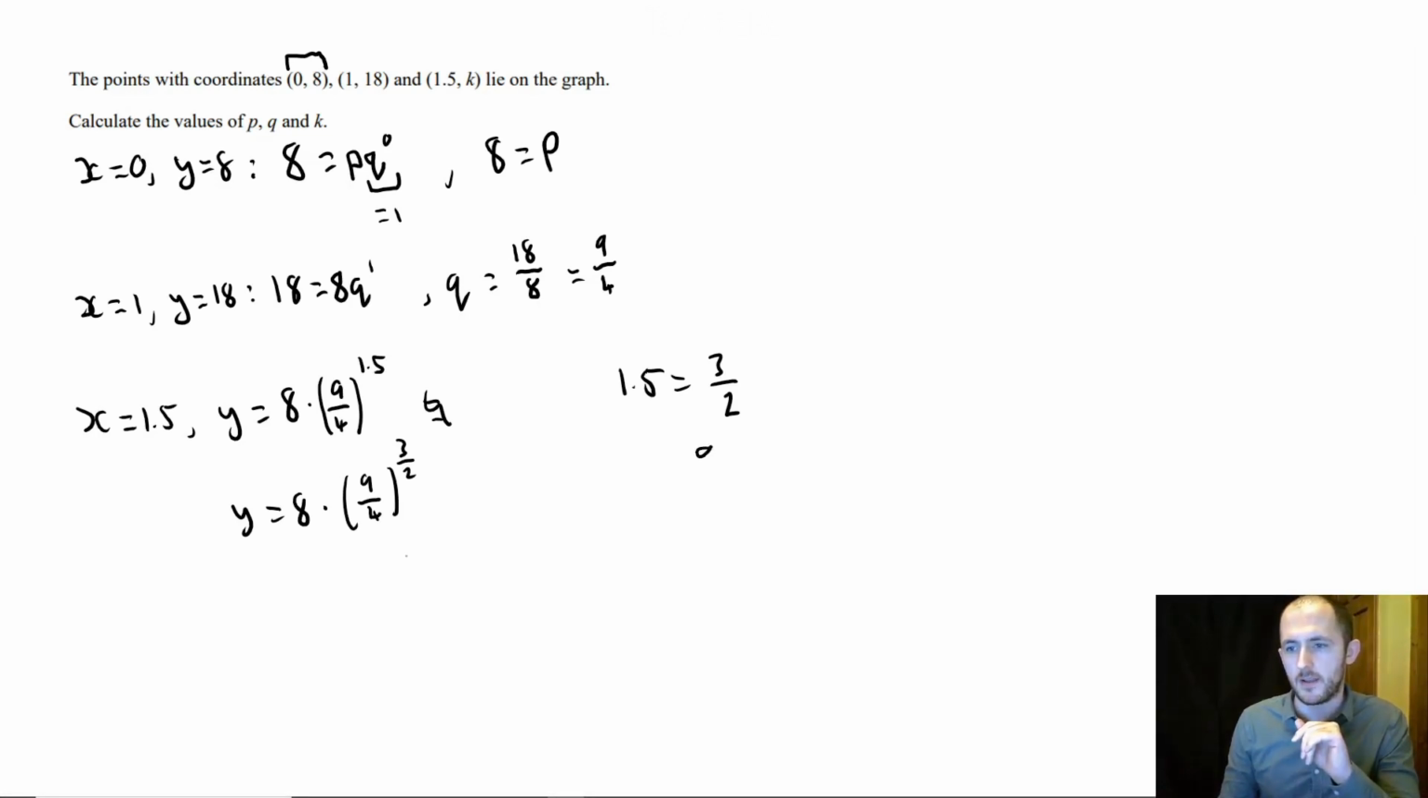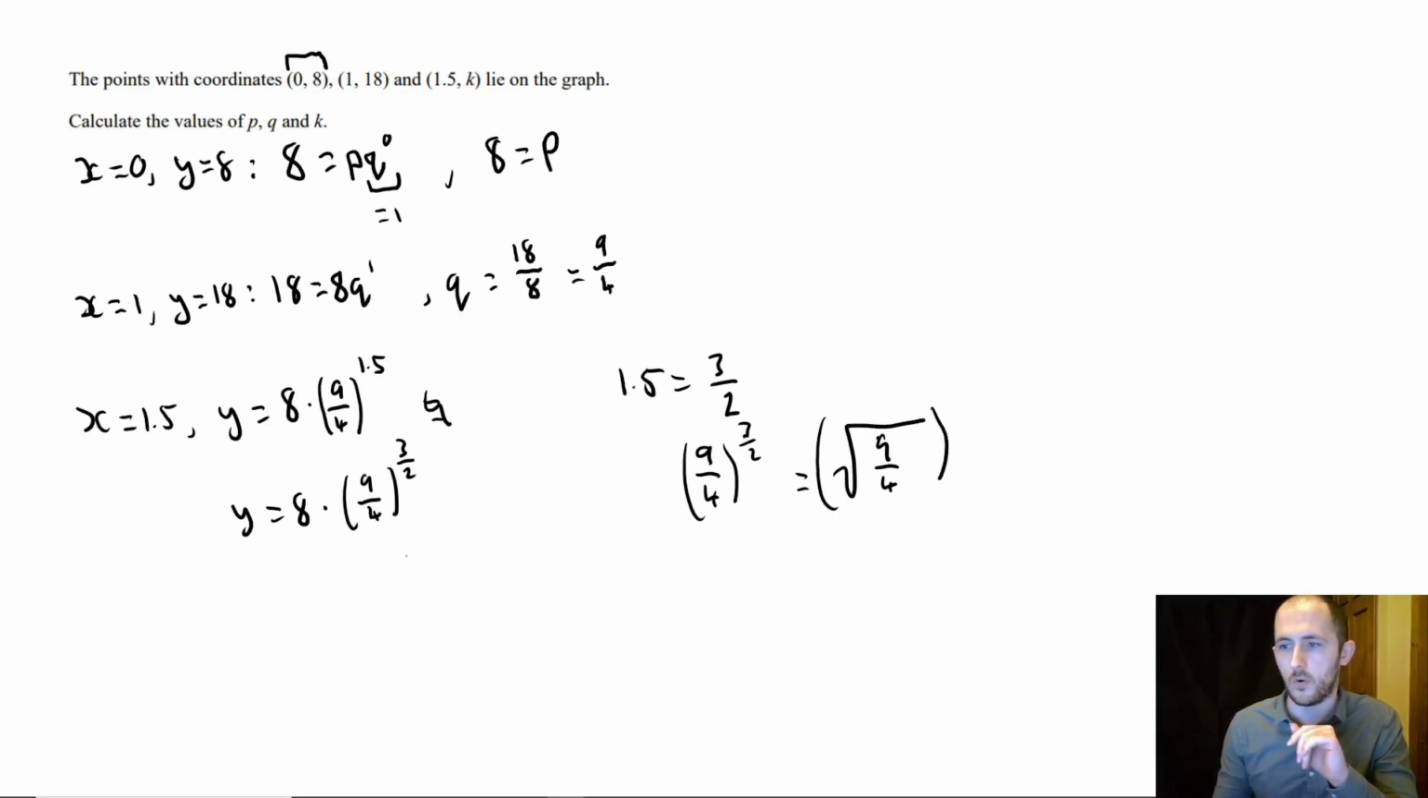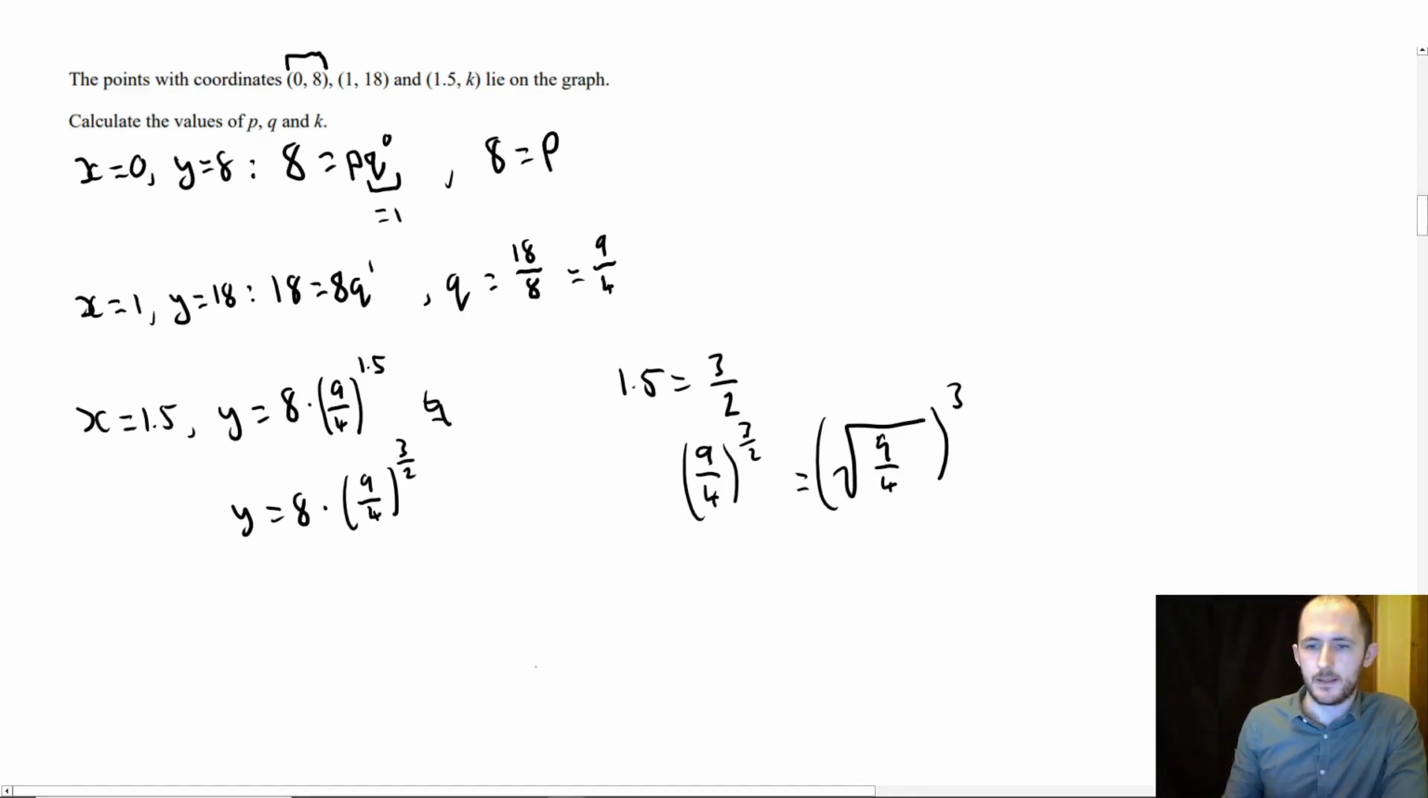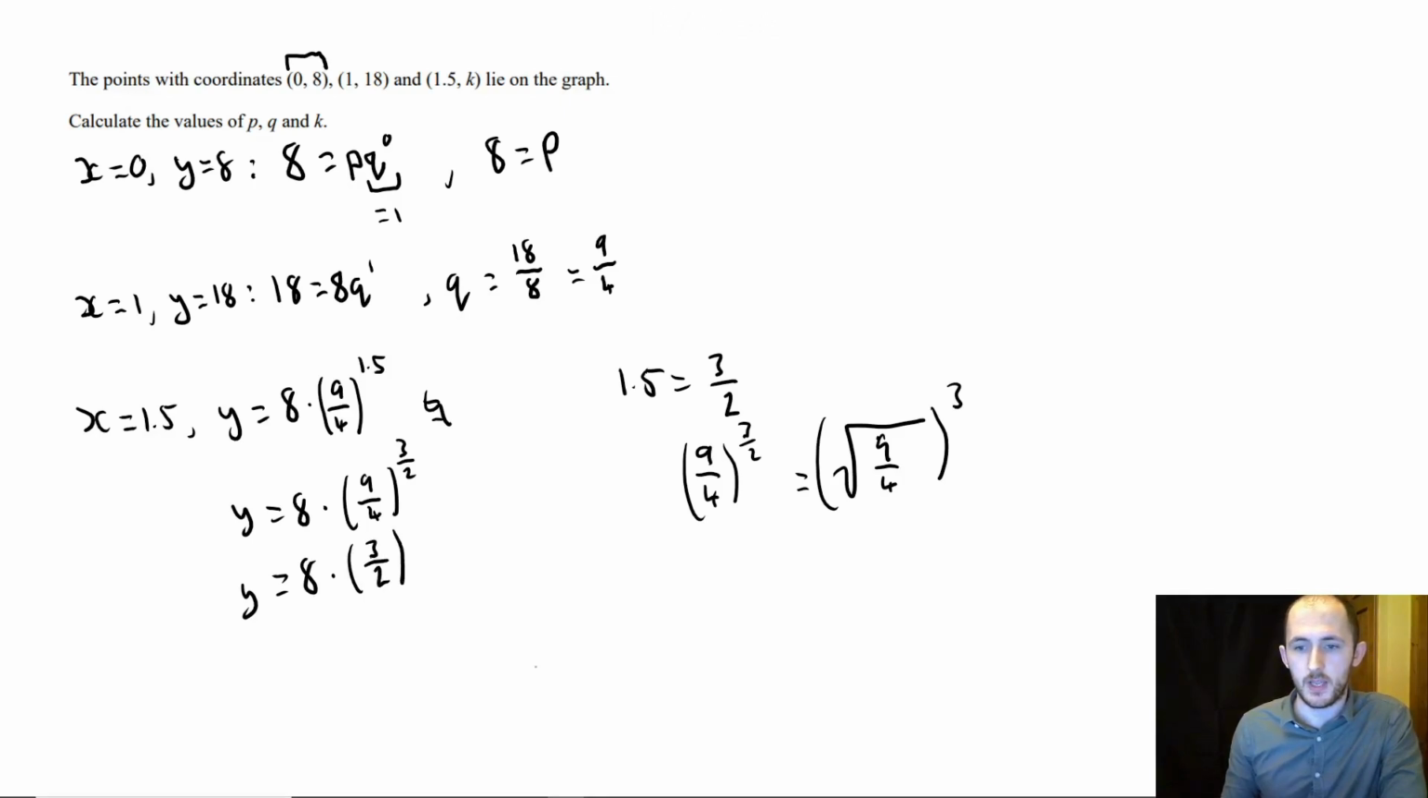So just so you're aware, (9/4) to the power of 3/2 is the same as saying the square root of 9/4, all cubed. Okay, so you take the top power, that becomes whatever this is, and this is whatever root you're taking. It could be the square root, it could be the cube root, or the fourth root as well. No problem. So 8 times, square root of 9 is 3, square root of 4 is 2, cubed.